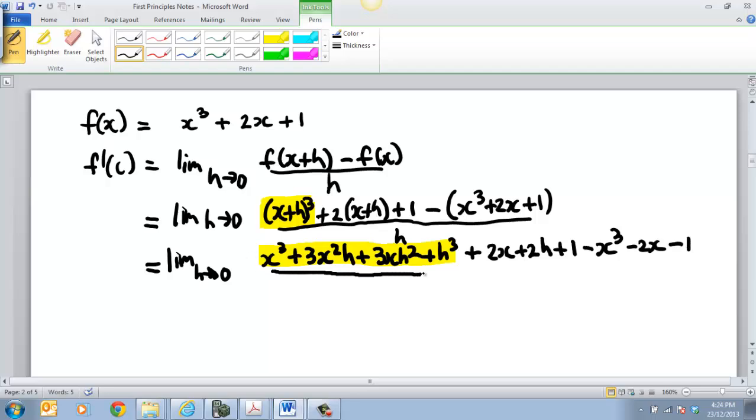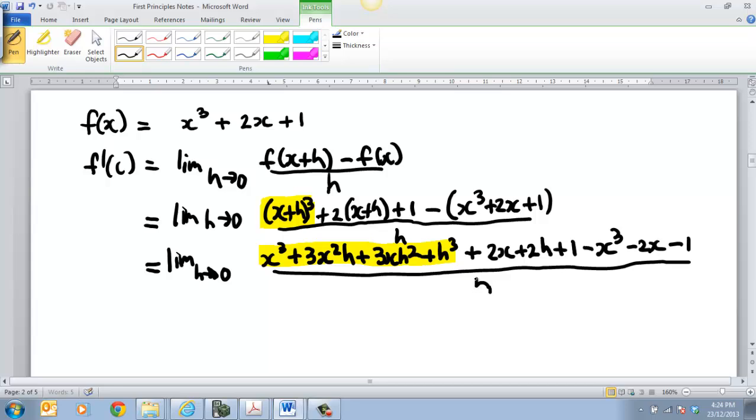And then that's all going to be over h. Now the key concept of what we're trying to do here is get every term at the top to have an h with it, so then we can cancel the h down on the bottom one. So now we go through and look at the terms that we can cancel. Any term that doesn't have an h with it should cancel, and then probably even some of the h terms might. So that cancels with that.